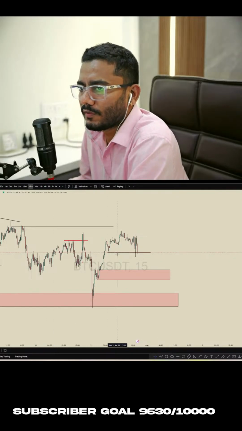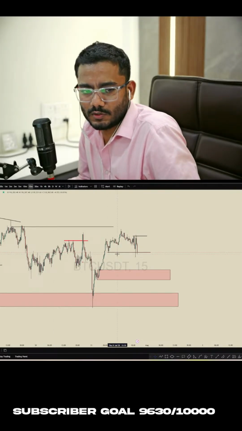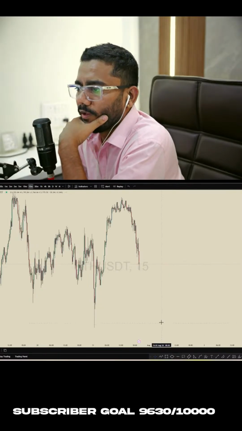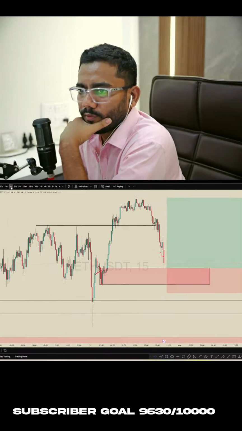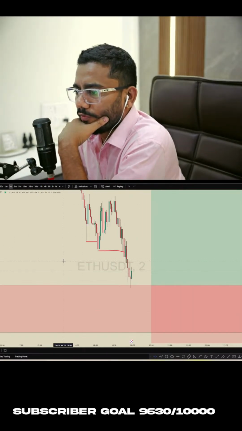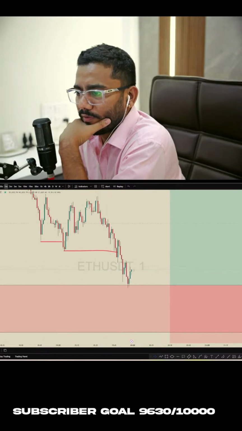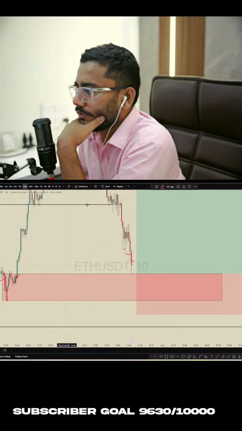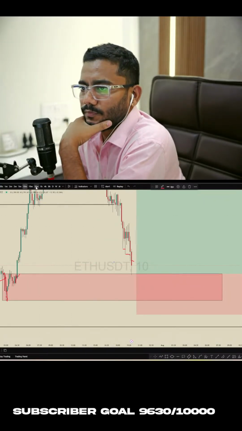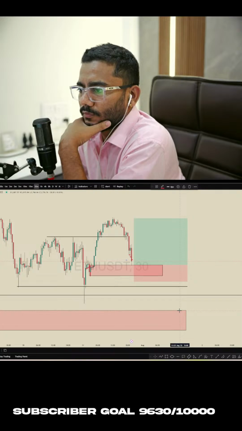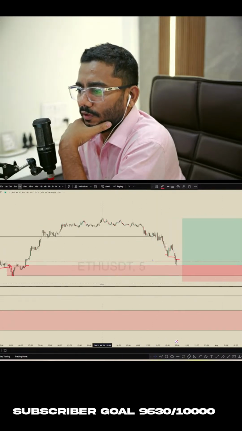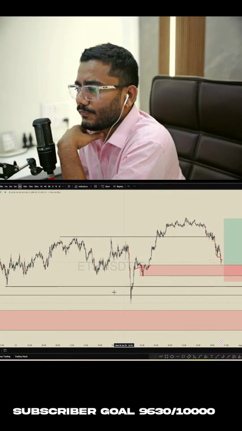So I'm closing this live over here. Let's see tomorrow. On Ethereum, we can look for buy side setup once price breaks this previous high. This one. And divide your risk because we have another order block below this area.